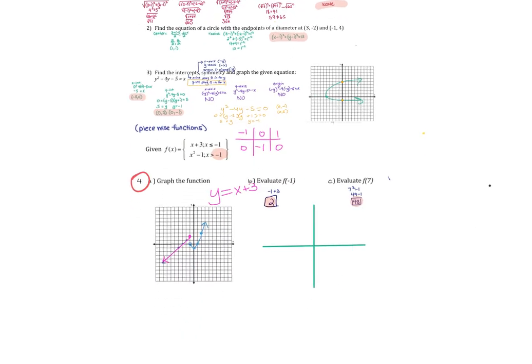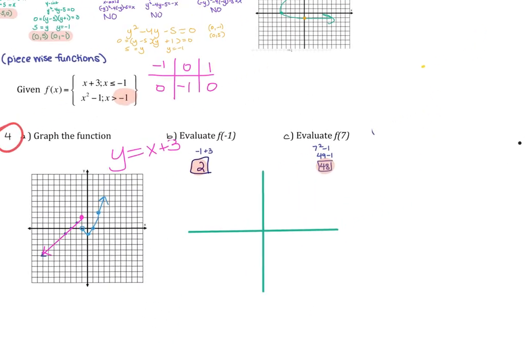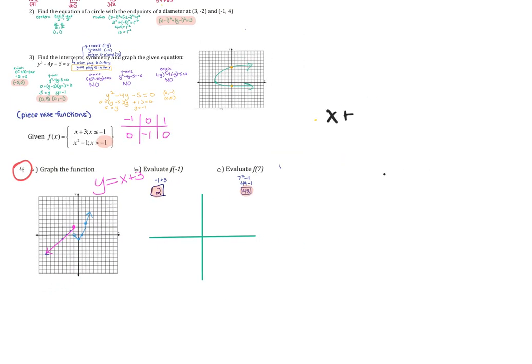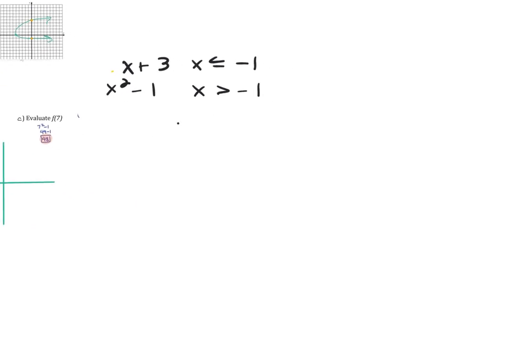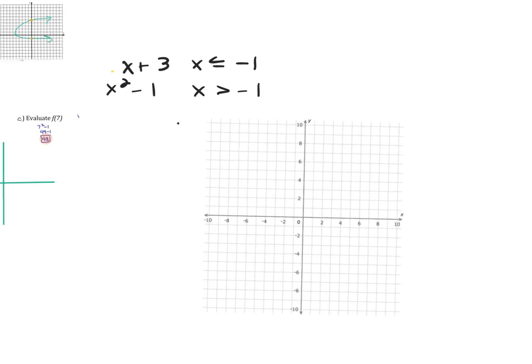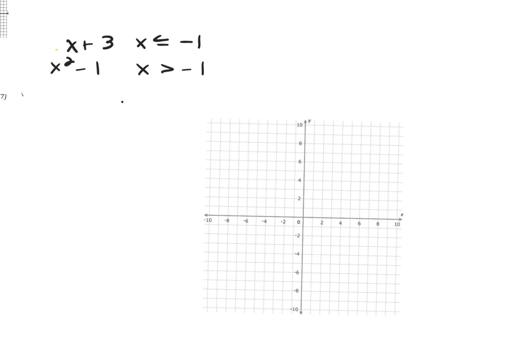All right, number 4 said to graph, I'm going to write it over here, x plus 3, where x is less than or equal to negative 1, and x squared minus 1, where x is greater than negative 1. So it's just like this on your test where you're going to have to graph your piecewise function and then evaluate. So a graph and then answer a question. To graph, you've got options, but one option is to graph the line first, and then erase what you don't want.